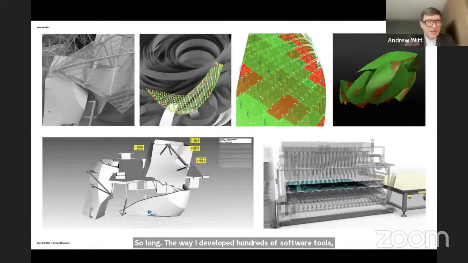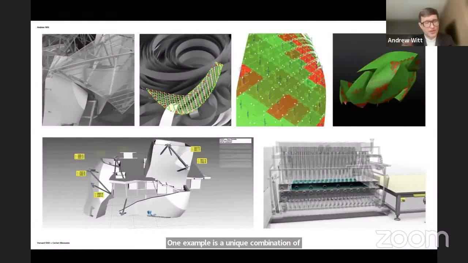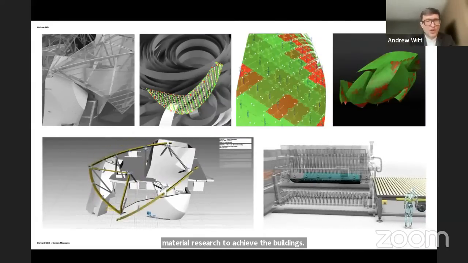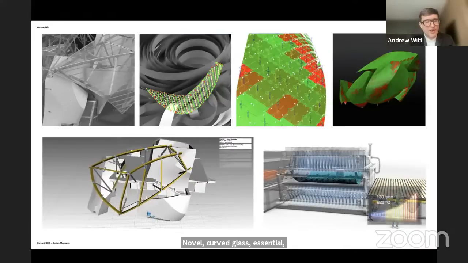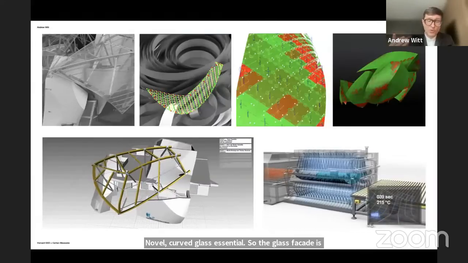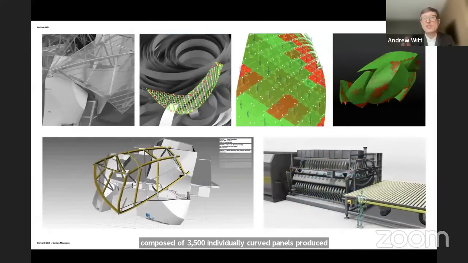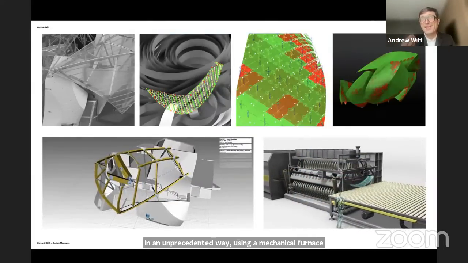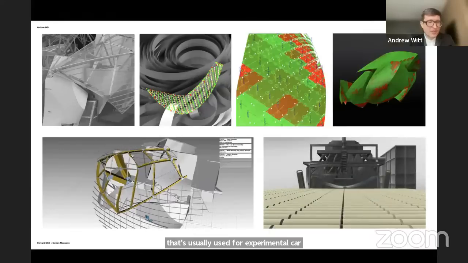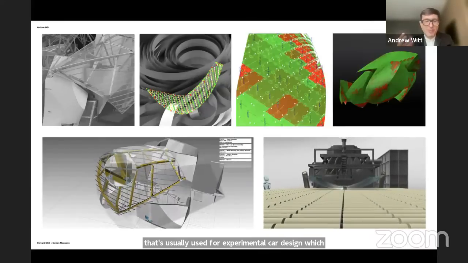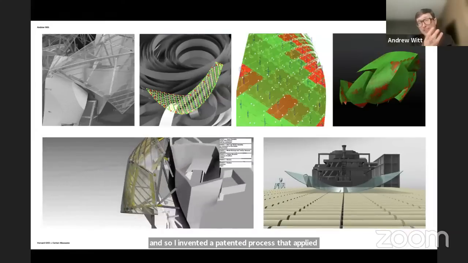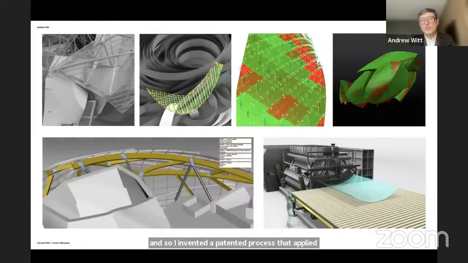One example is a unique combination of software and material research to achieve the building's novel curved glass facade. So the glass facade is composed of about 3,500 individually curved panels produced in an unprecedented way using a mechanical furnace that's usually used for experimental car design, which folds glass into cylindrical pieces. And so I invented a patented process that applied material geometry of these cylindrical patterns onto this curved glass facade.